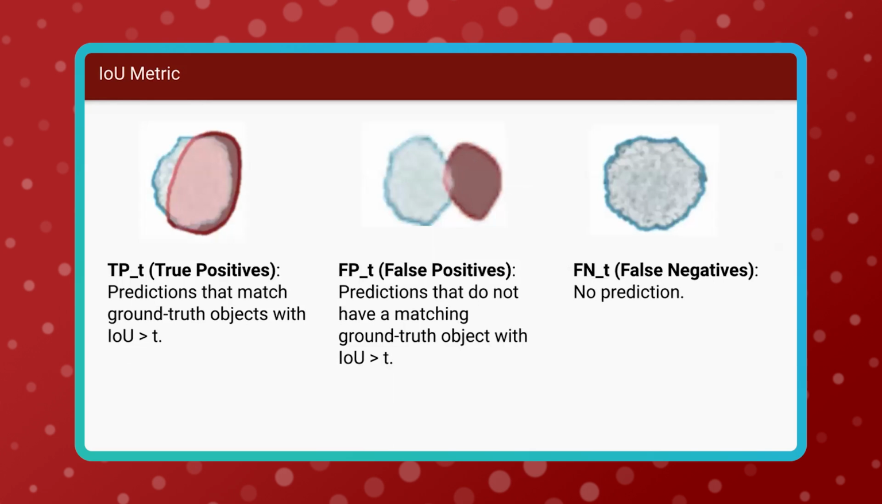There are true positives, which are predictions that match the ground truth objects with an intersection over union greater than some threshold t. There are false positives, in which predictions do not have a matching ground truth object but are predicted with IOU greater than the threshold. And there are false negatives, in which there's no prediction, but there should be one.